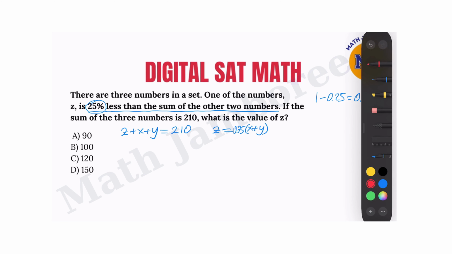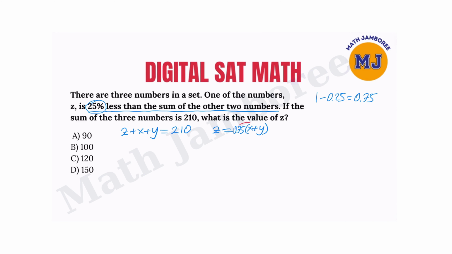To continue, I will use a different color. We will just distribute this 0.75 into the parentheses. z will be equal to 0.75x plus 0.75y. So we found the value of z in terms of x and y. Instead of this z, we will just write the value that we found. Let's rewrite that: 0.75x plus 0.75y plus x and y is equal to 210.